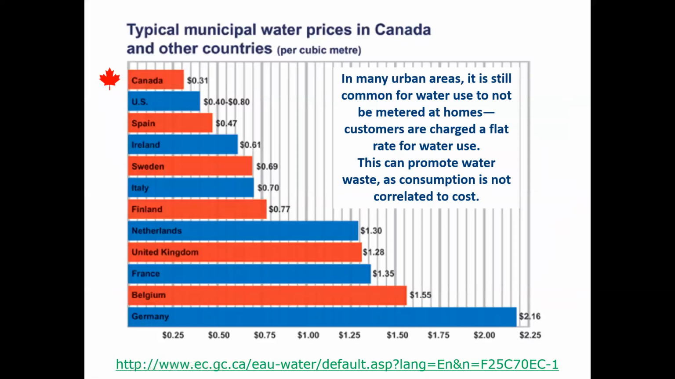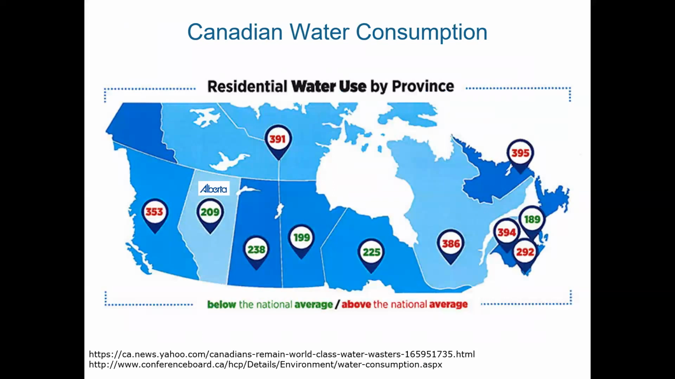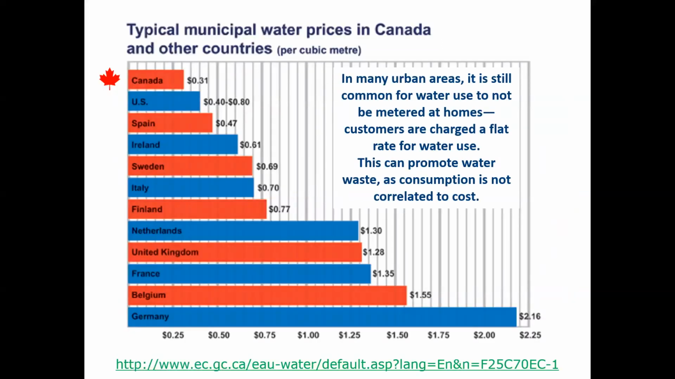It shows you that water in Canada is cheap, dirt cheap in a sense, right? 31 cents per cubic meter. So, not a big deal, right? If I'm using 209 liters a day, and a cubic meter is 1,000 liters, this means it's costing me about 30 cents every 4 or 5 days, assuming these numbers are accurate. And that's not a big deal.